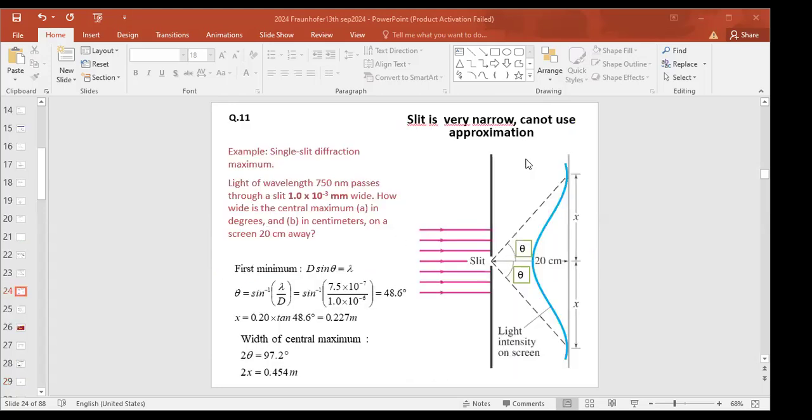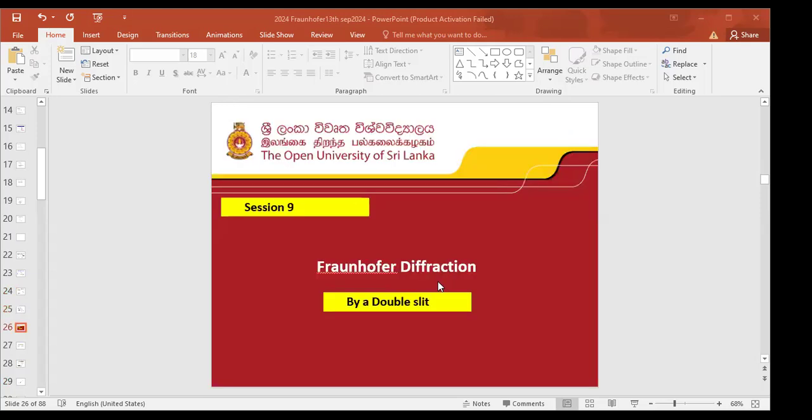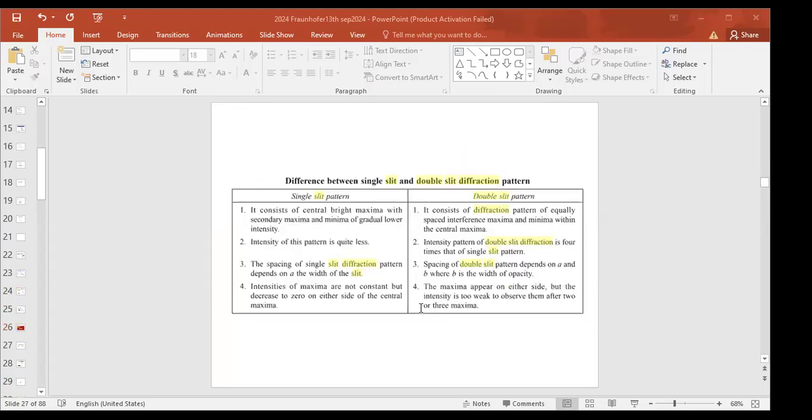Okay, now, yes, another type of question. If you do all these questions, definitely you can answer any past paper questions, or NBT 2, or the final examination. Right, now we will see about the double slit, when you have a double slit.